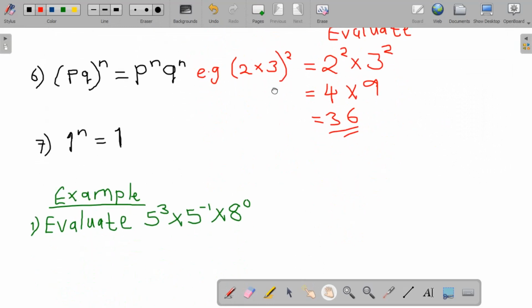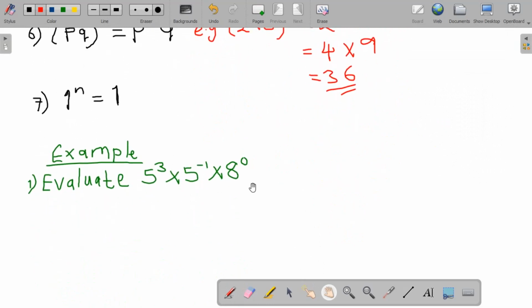We go to the last row. The last row says that 1 to the power n, 1 to the power any number, is itself 1. So 1 to the power any number is 1.